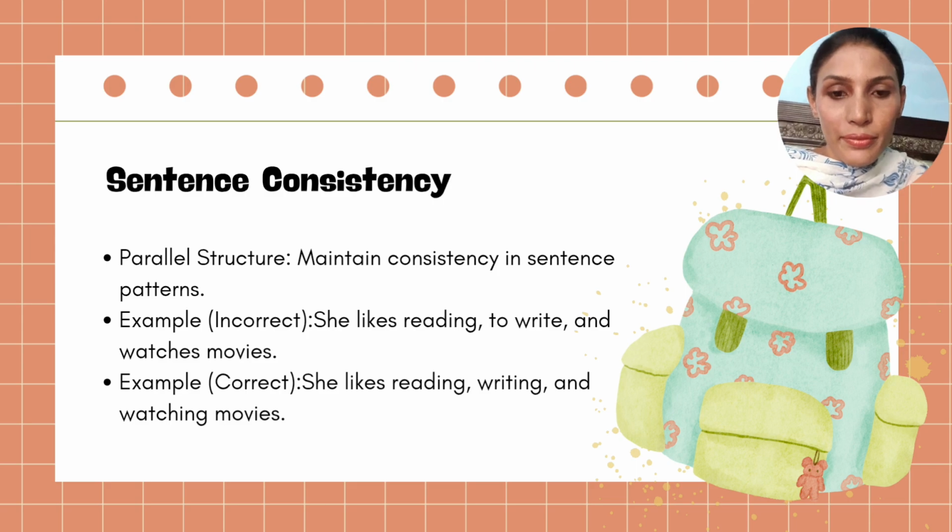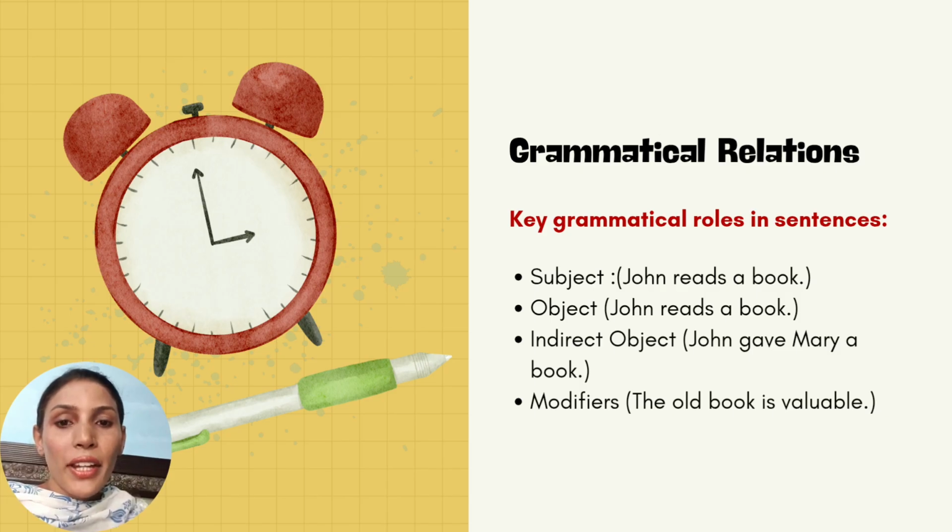So let's talk about grammatical relations, the key grammatical roles in sentences: subject, object, indirect object, and modifiers. Subject: John reads a book. Object: John reads a book. Indirect object: John gave Mary a book. Modifiers: the old book is valuable.